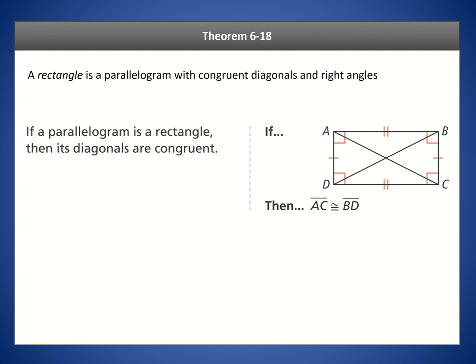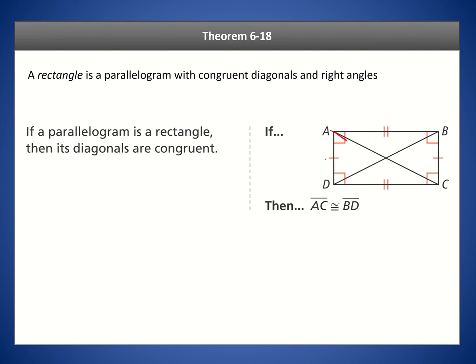Now, they could be. For example, a square is a specific type of rhombus, right? But a rhombus is not a square in general. In this case, a rectangle has 90 degrees, kind of like a square, but the sides need not be congruent, right? So the opposite sides are congruent, but all four sides are not necessarily congruent.